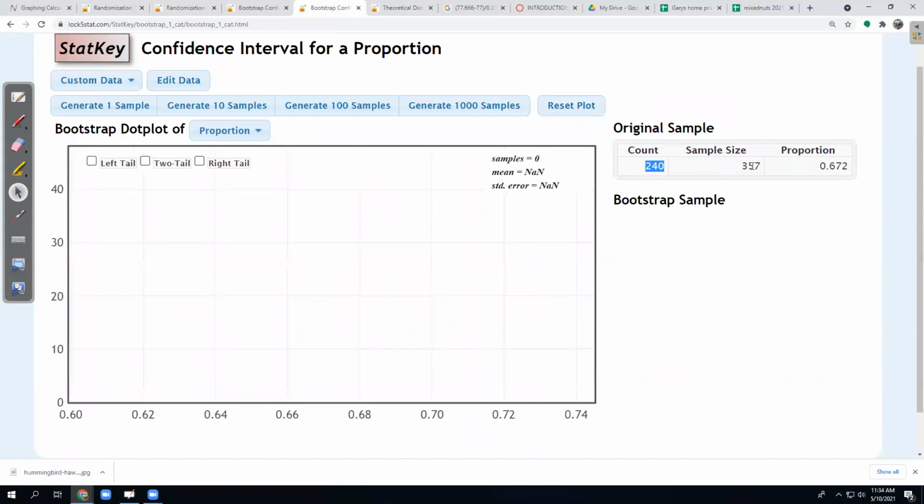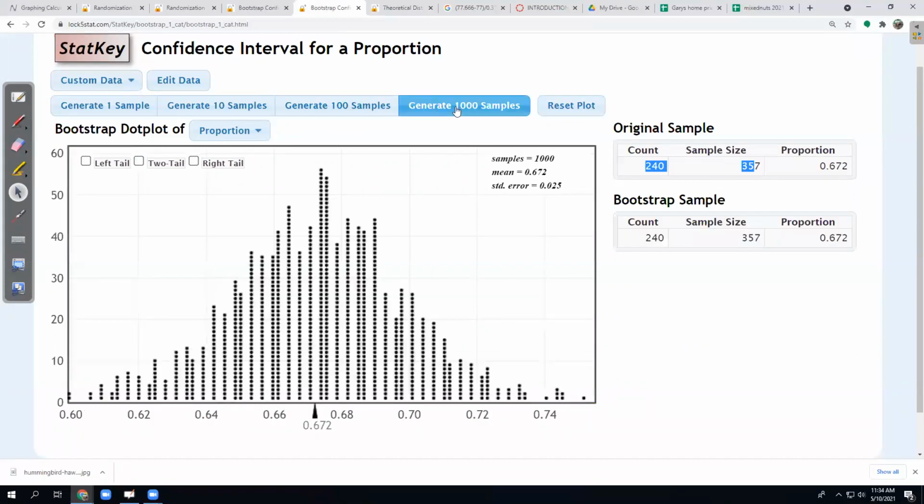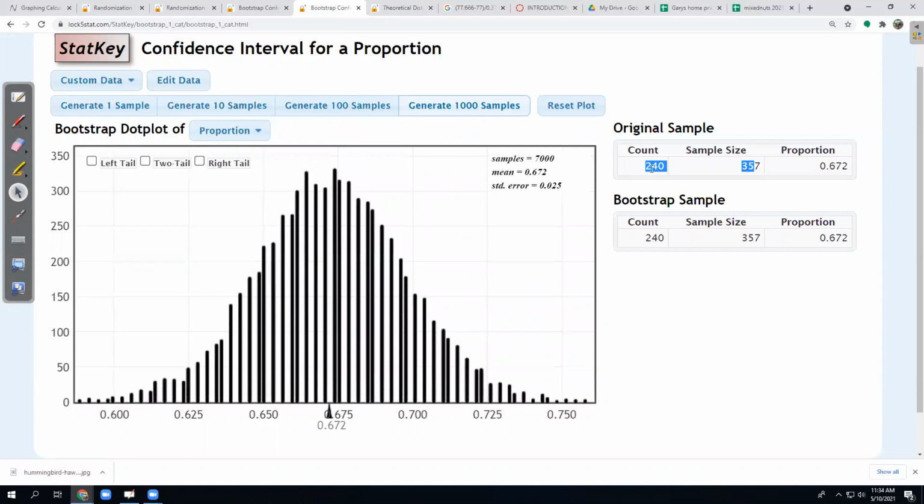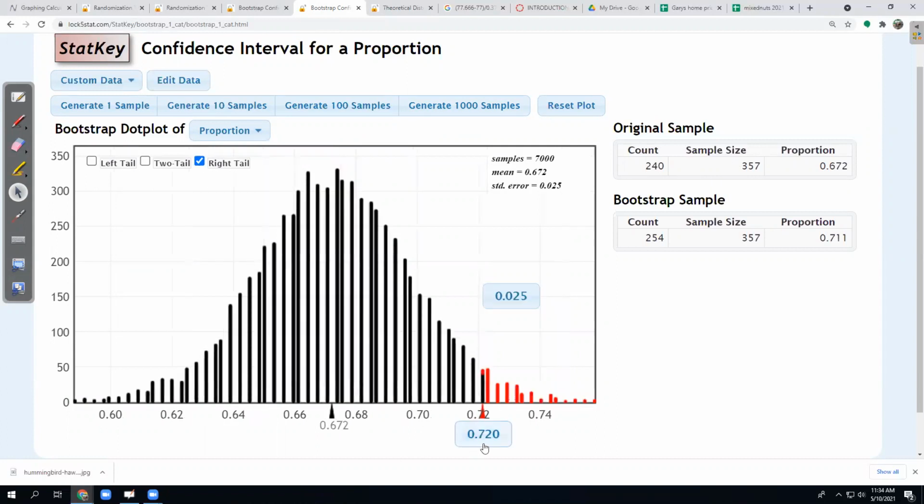Chances are if I resample it again, reset, still have my mixed nut data there. So with something like a proportion, we don't need all the original data. We just need to know what's the count of favorable outcomes, what's the sample size. And then if I go over here, just looking at the right tail again, this time 0.72 still came out to 0.025.